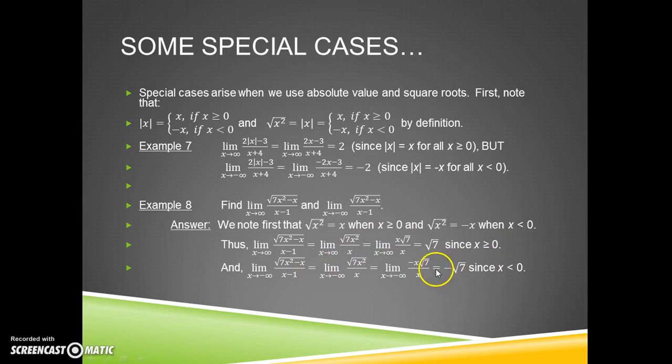But we get negative root 7 when x is less than 0, and we go to negative infinity with our limit, because, as we see above, square root of x squared is equal to negative x when x is less than 0, which takes place right here.